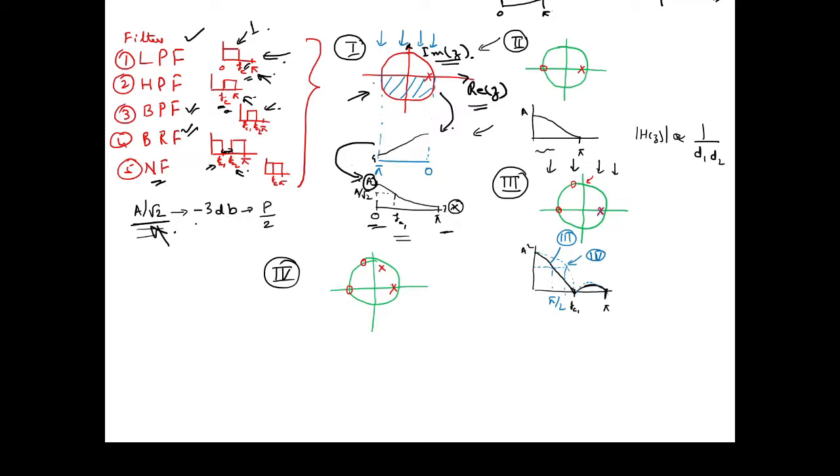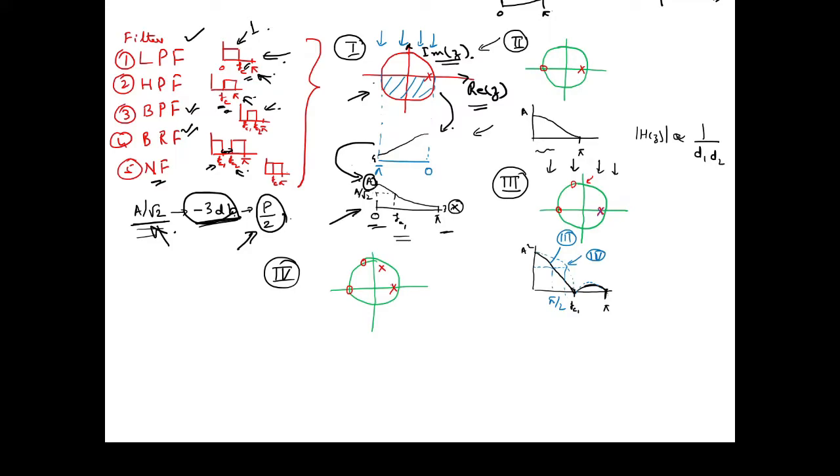In dB it is regarded as minus 3 dB. Now what is the reason why we have chosen minus 3 dB as the cutoff frequency? This is because at minus 3 dB, or A by root 2, the power of the signal components becomes half, and it is regarded as the critical point beyond which we consider that we have suppressed the signal, because power is falling by more than 50%.